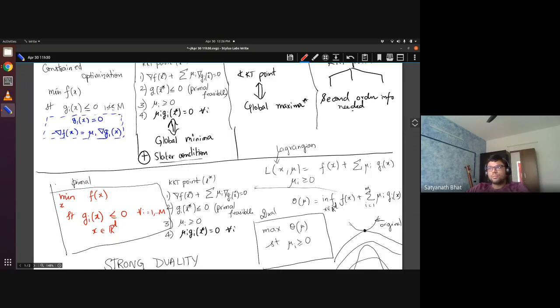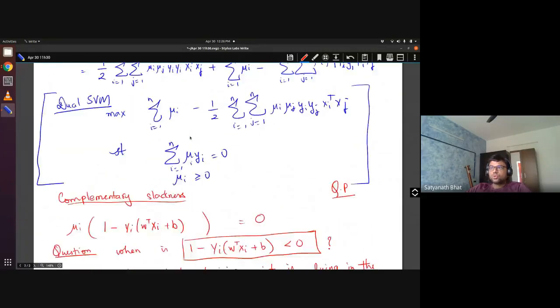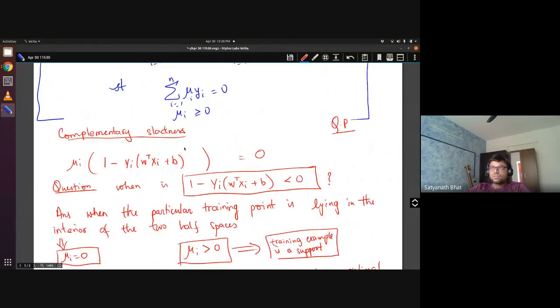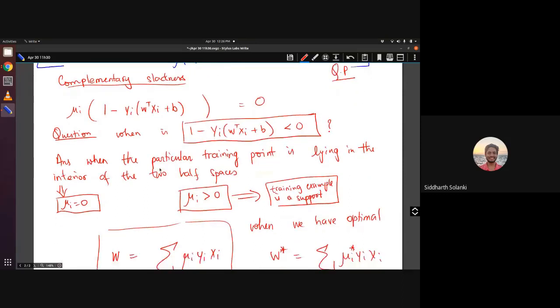Right, Siddharth, do you remember this? Yes, sir, I remember this. So once that is true, what else, Siddharth? So when we get the mu stars, then we'll construct our W.